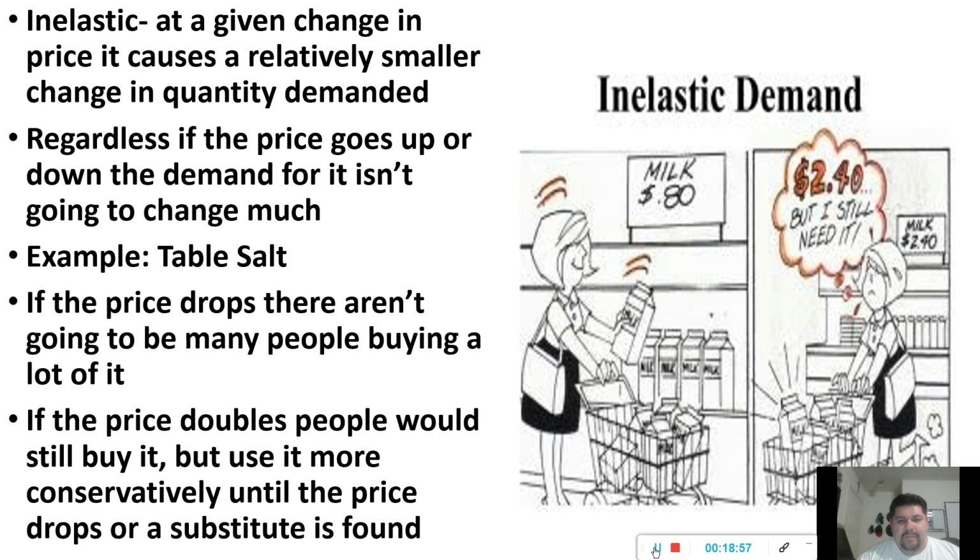Okay, so elastic: depending on the price, you're going to buy either a little if it's too much, or a lot. Inelastic: whatever the price is, you're not going to buy more. You're going to buy relatively the same amount. Okay.